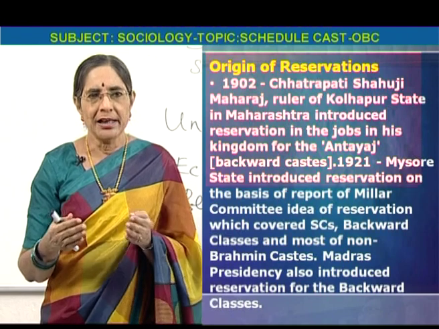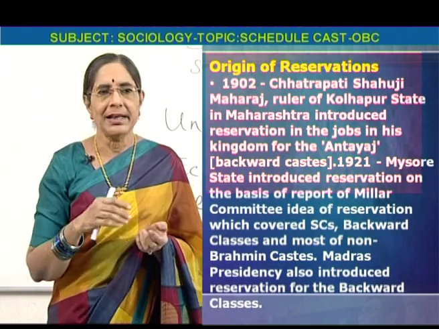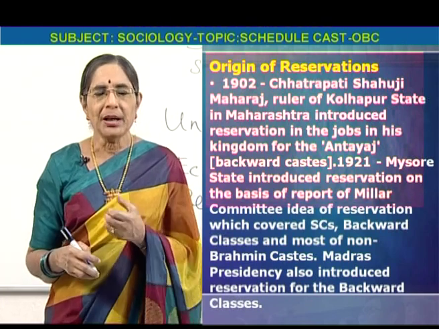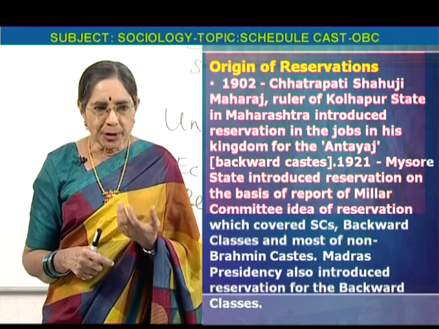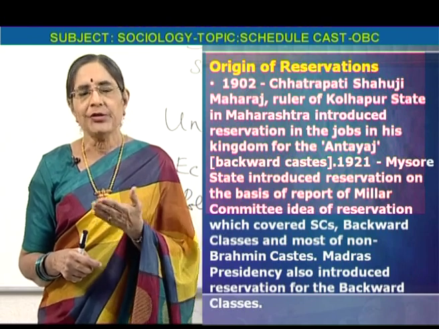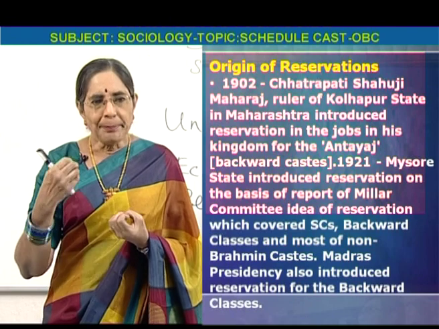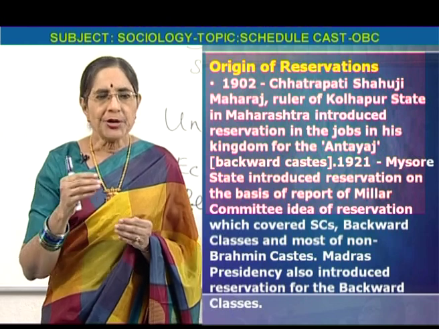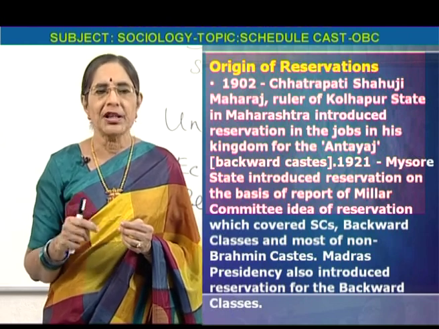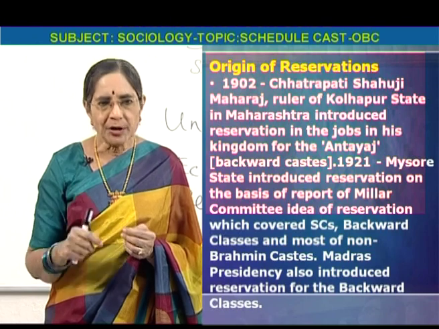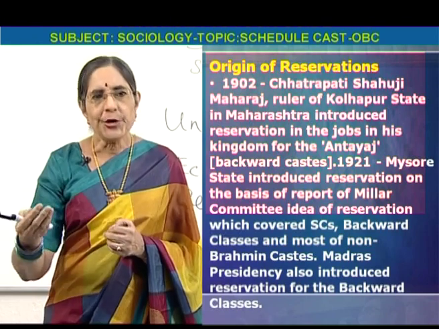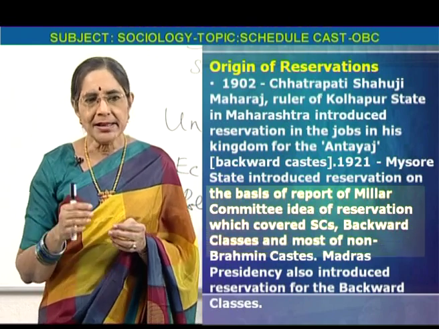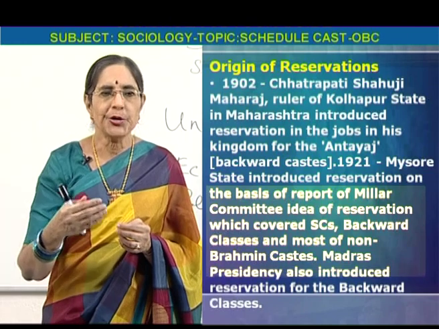Similarly, Mysore state, the present Karnataka state, previously known as Mysore state, also provided reservations for backward classes. In the year 1921, the Miller Committee, which was appointed by the British government, submitted one report, and on the basis of this report, Mysore state introduced reservations for scheduled castes and backward castes, and most of these castes were non-Brahmin castes. Madras presidency also followed Mysore state.